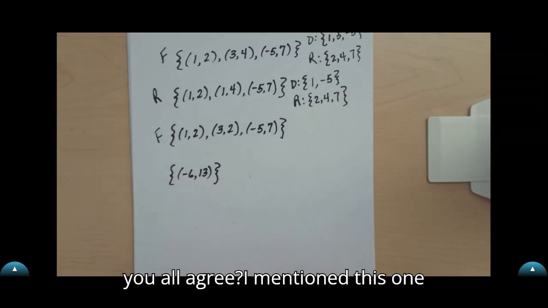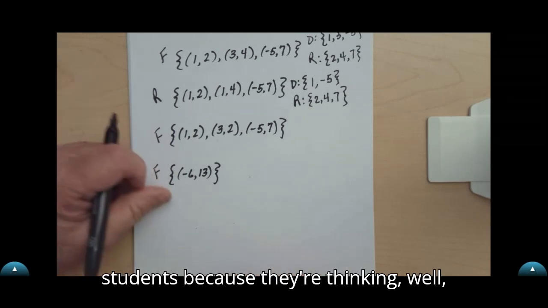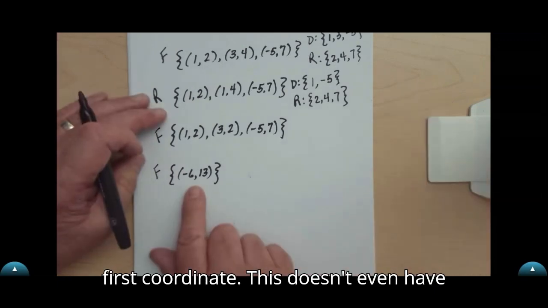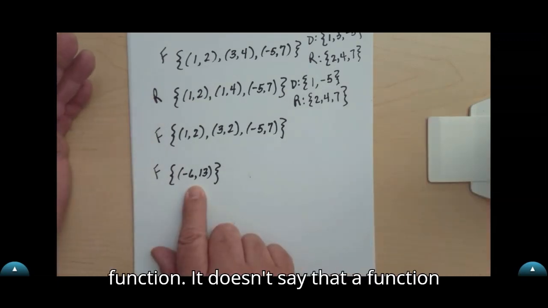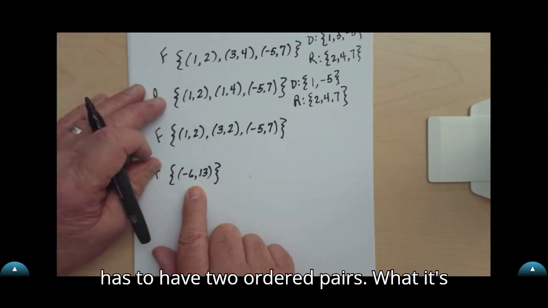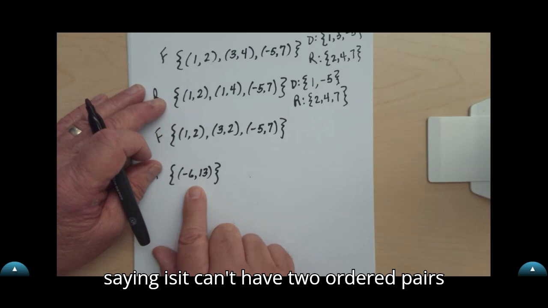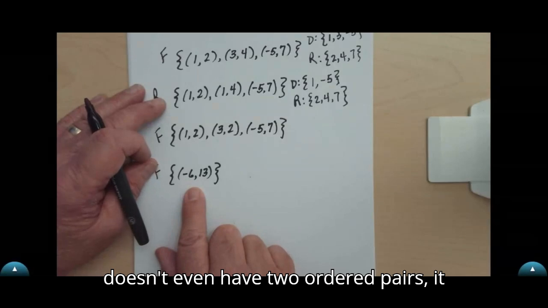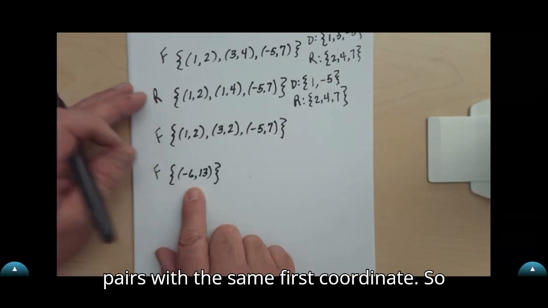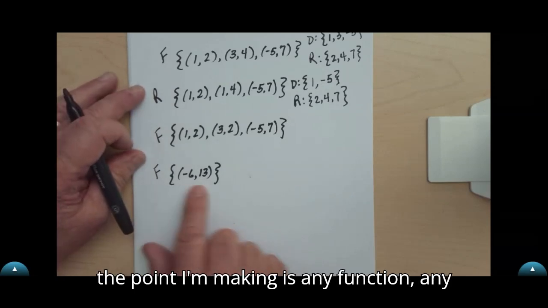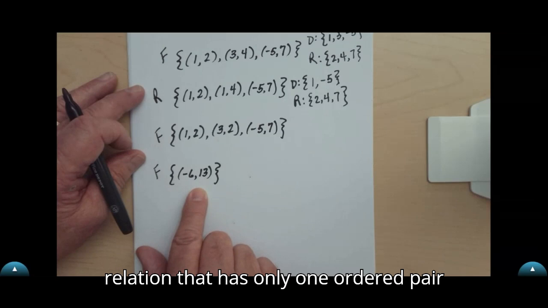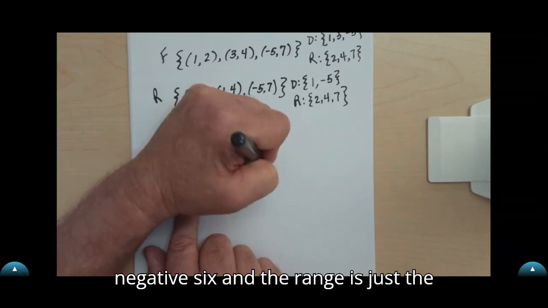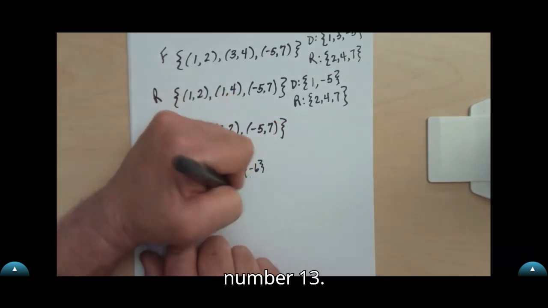Do y'all agree? I mentioned this one because it's very confusing for students, because they're thinking, well, two ordered pairs can't have the same first coordinate, and this doesn't even have two ordered pairs, so it can't be a function. It doesn't say that a function has to have two ordered pairs. What it's saying is it can't have two ordered pairs with the same first coordinate. If it doesn't even have two ordered pairs, it definitely will not have two with the same first coordinate. So the point I'm making is any relation that has only one ordered pair is automatically a function. And of course, the domain is just the number -6 and the range is just the number 13.